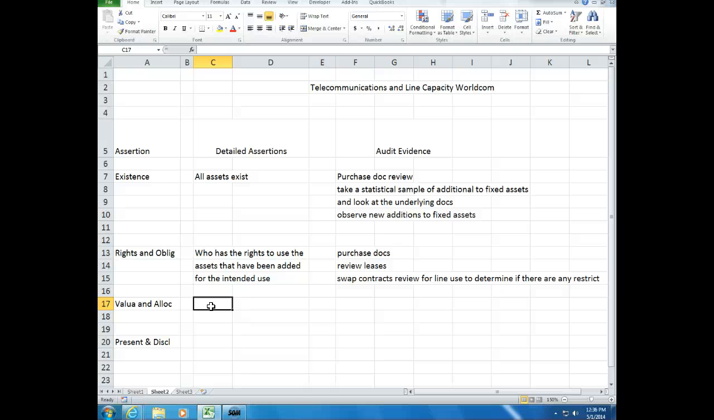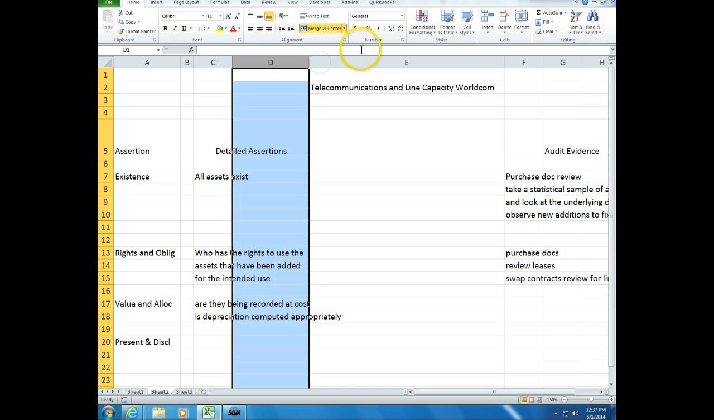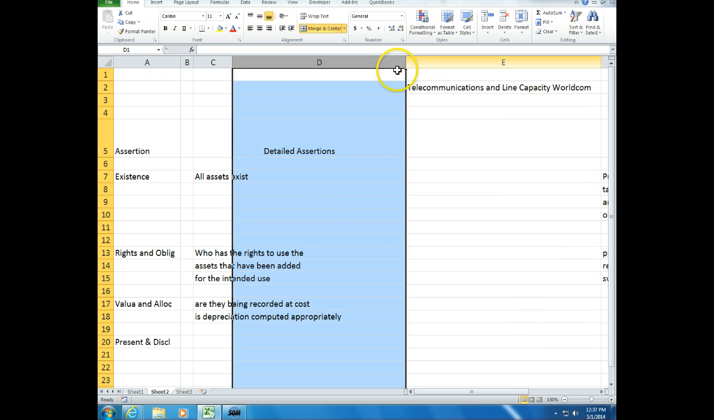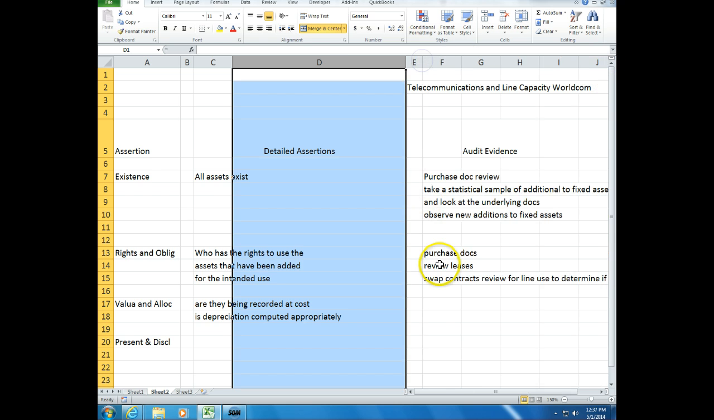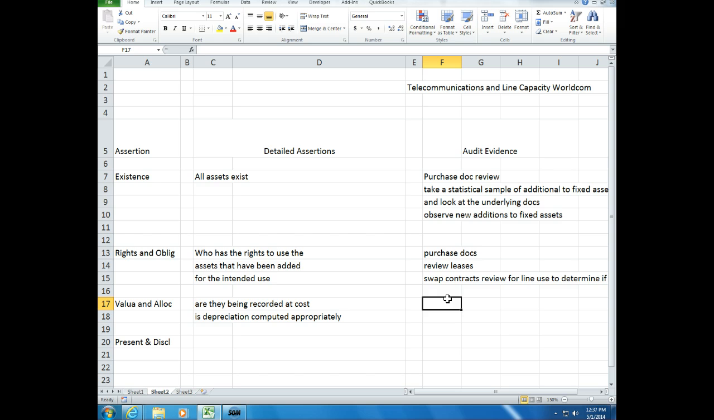Valuation and allocation. What is it we want to know here? Are we recording them with the right value? Are they being recorded at cost? And is depreciation computed appropriately? Okay? How are we going to do that, guys? What are we going to do there? Double check accuracy.